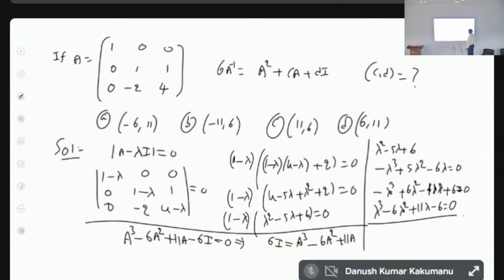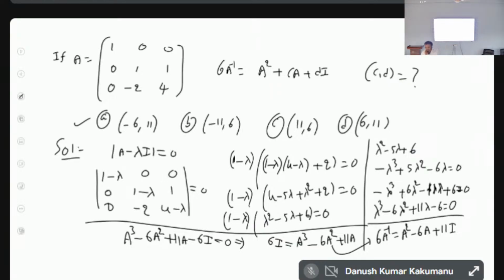If you multiply both sides with A inverse, what is the answer? 6 into A inverse is equal to A square minus 6A plus 11I. That is the answer. What are the C and D values? Compare C and D. 6A inverse equals A square plus C A plus D I. What is the C value? C value is minus 6. D value is 11. Which option? Option A. Minus 6 comma 11 is the answer.